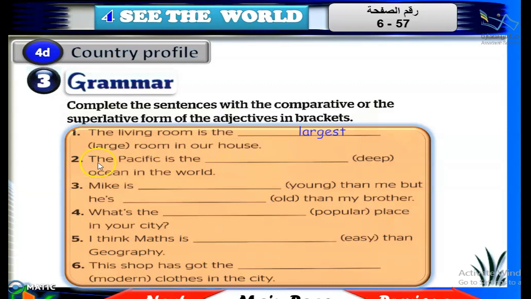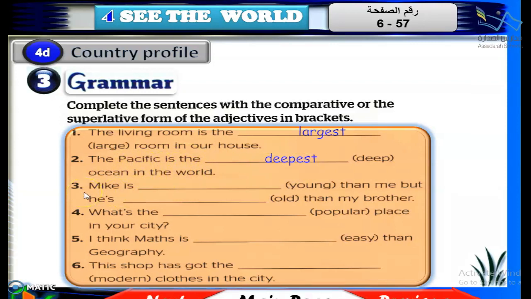Sentence number 2. The Pacific is the blank deep ocean in the world. Since we have the, this is the indicator of the use of the superlative. And the superlative form of deep is, excellent, deepest. The Pacific is the deepest ocean in the world.